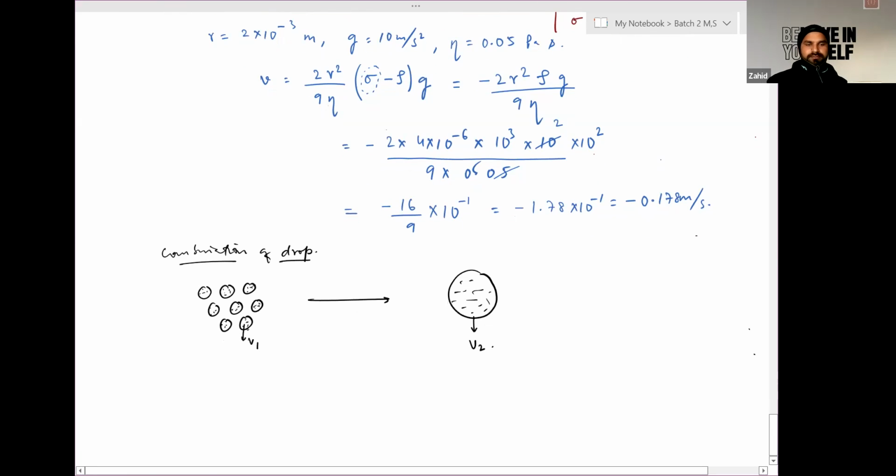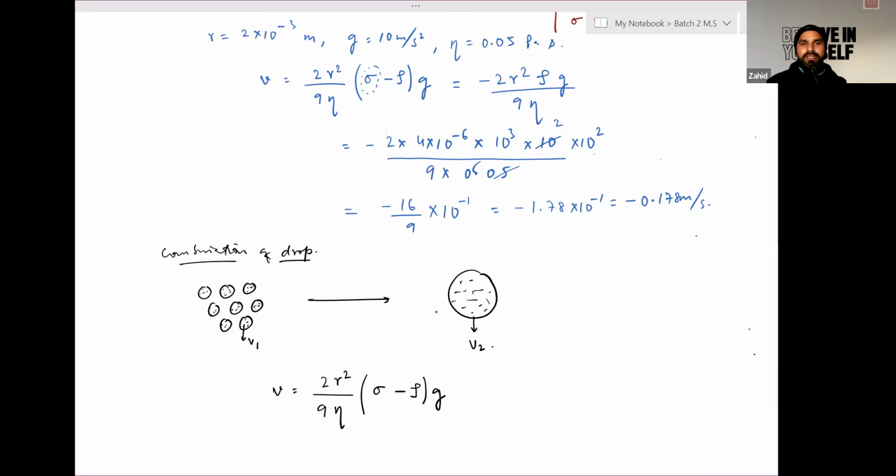So in this part, terminal velocity for a particular particle is 2 times r square divided by 9 times eta, bracket sigma minus rho, times gravity. So gravity will remain the same. Density of surrounding and density of object will also remain the same. Eta, that is the coefficient of viscosity, will remain the same. So on combining, there will be a change in the radius of the drop only. So we have to somehow relate the radius of these two different combinations.